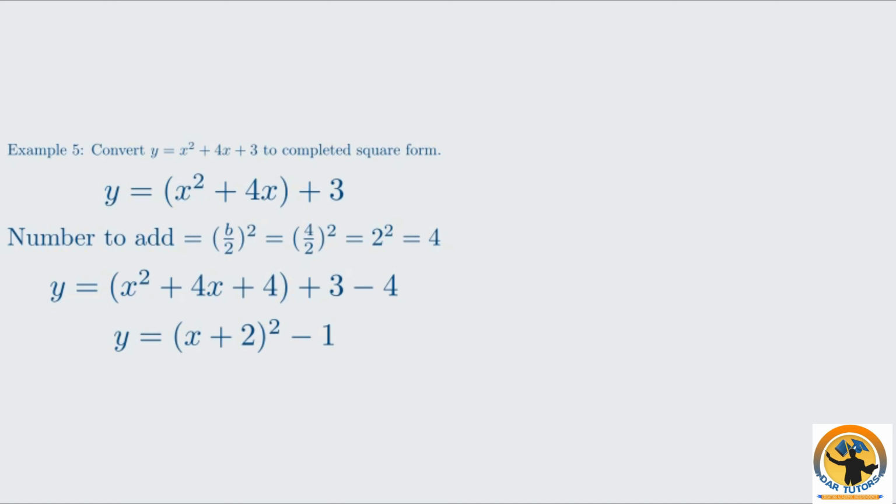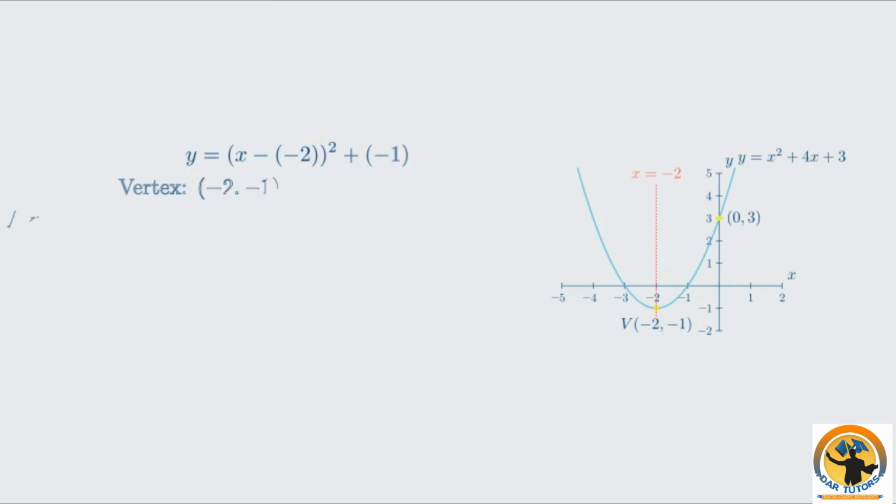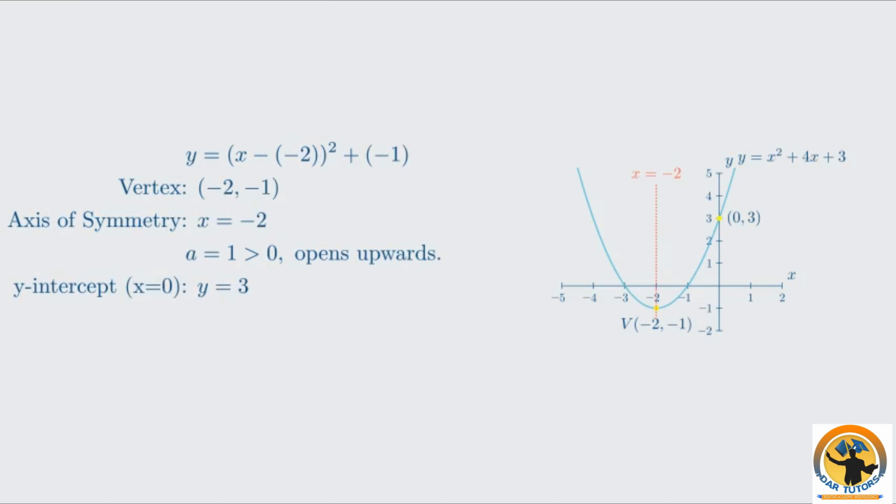Now that it's in completed square form, finding the vertex is easy. Comparing this to y equals a times the quantity x minus h squared plus k, we see h is -2 and k is -1. The vertex is at (-2, -1). The axis of symmetry is x equals -2. A is 1, which is positive, so it opens upwards. The y-intercept is found by setting x to 0, which gives y equals 3.